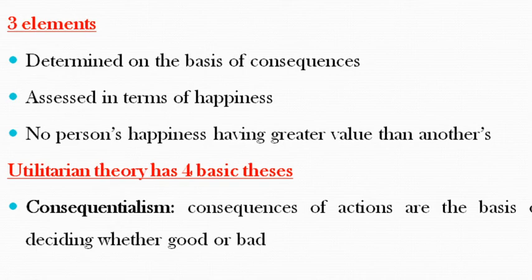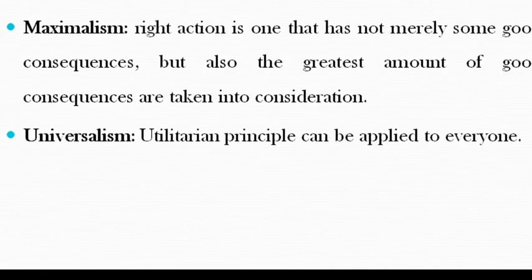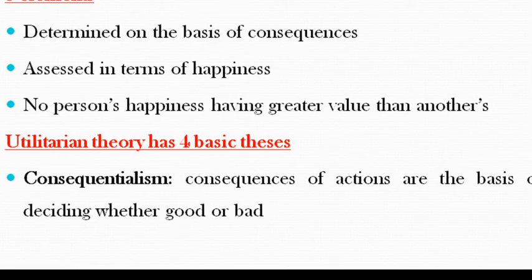Then next is utilitarian theory, which has four basic theses. So the first one is consequentialism. Under consequentialism, the consequences of actions are the basis of deciding whether an activity is good or bad. Here an activity is differentiated into good or bad, or right or wrong, on the basis of the consequences of that particular action. That is the first thesis, consequentialism.